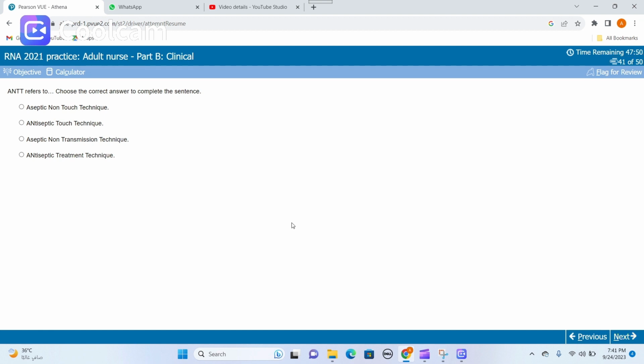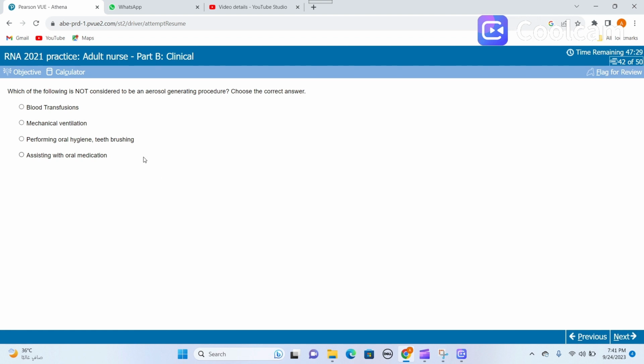Next, ANTT refers to: choose the correct. Aseptic non-touch technique, antiseptic touch technique, aseptic non-transmission technique, aseptic treatment. Aseptic non-touch technique usually we follow at the time of making the sterile field for the surgical procedures, right? Which of the following is not considered to be an aerosol generating procedure? Blood transfusion, yes, this might be. Once we'll go to the next. Mechanical ventilation, no, this is a highly aerosol generating procedure. Oral hygiene, all the oral hygiene, oral medications.